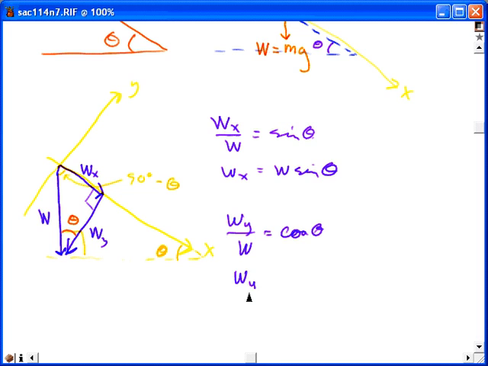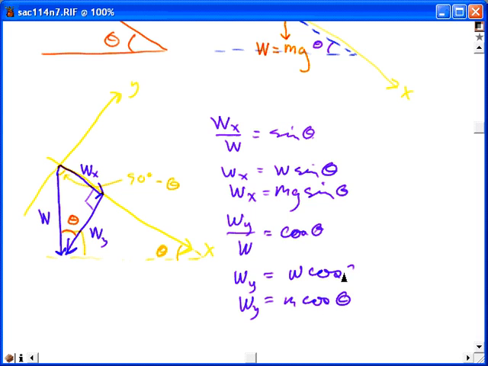So Wy is W cosine of theta, where W itself is mg, so I'll call that mg cosine of theta for Wy, and mg sine of theta for Wx. These are my two intermediate results.